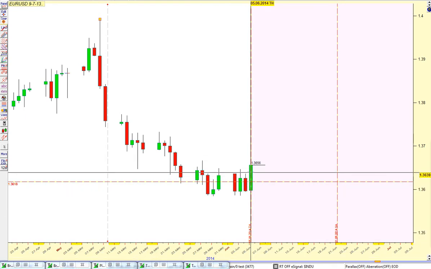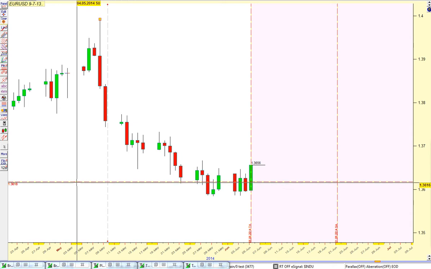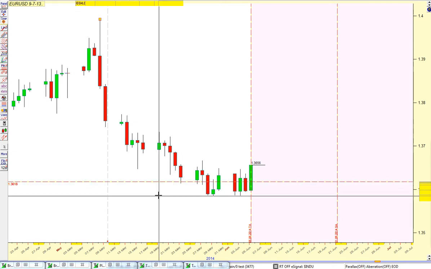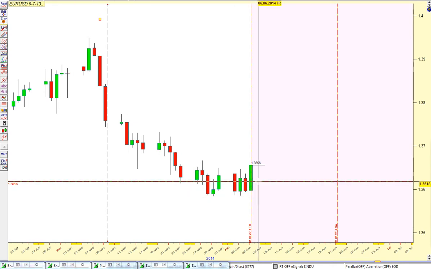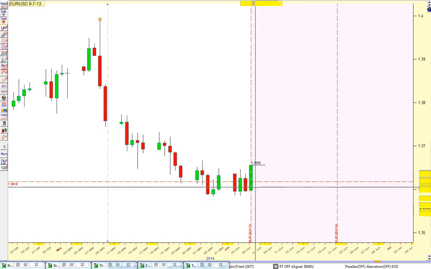You see the big pop. See this level right here, 36.18. Hopefully we hold that. We don't crack that. If we crack that, we're back into chop mode.